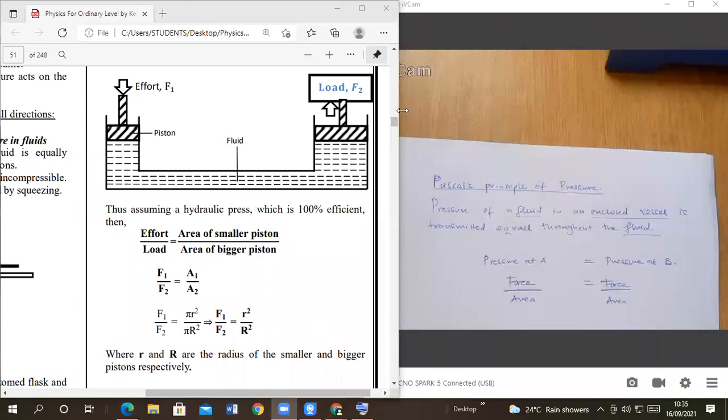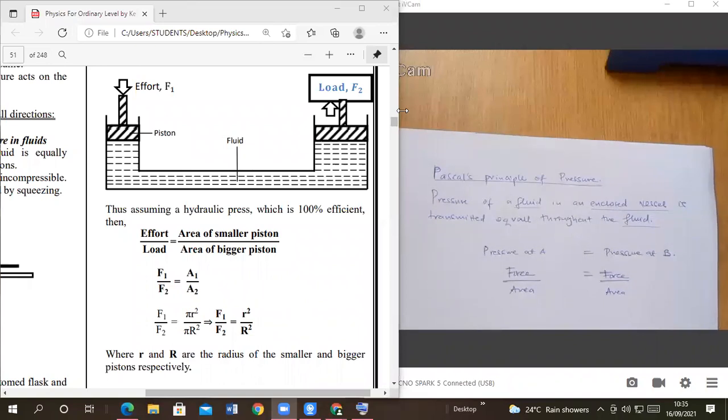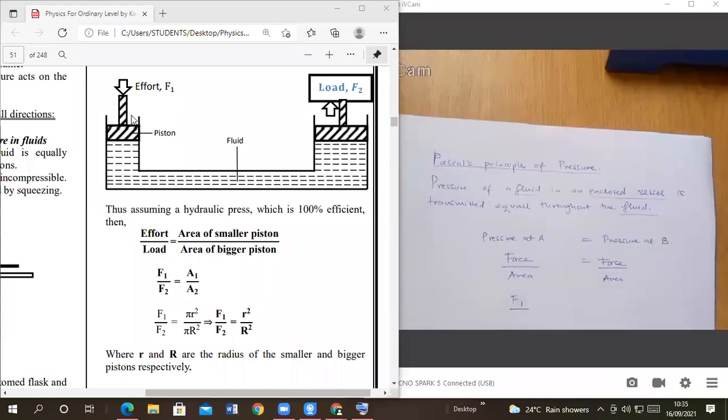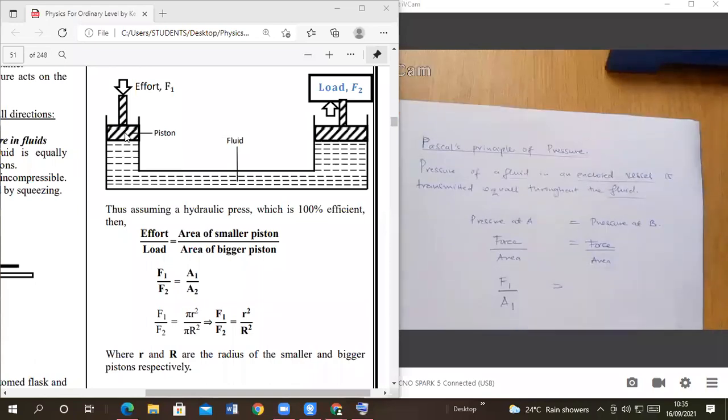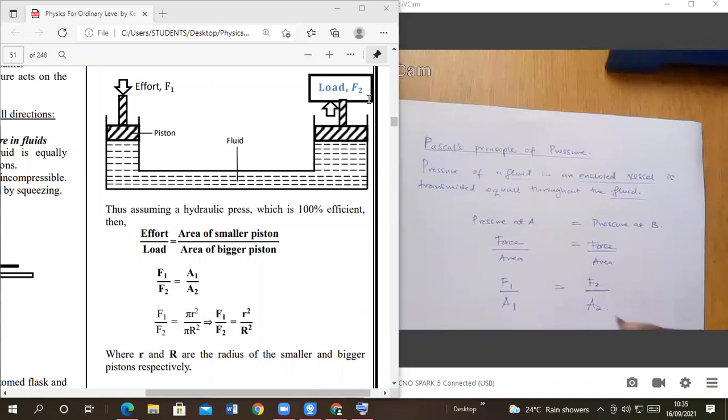So in this case here, we are looking at pressure at force F1. So we shall look at the force F1 here on the left-hand side. We shall use F1 as the force. So we shall have F1 over the area here. We can call this side area A1, equals the force on this side, which is F2, over the area on this side, which is A2.